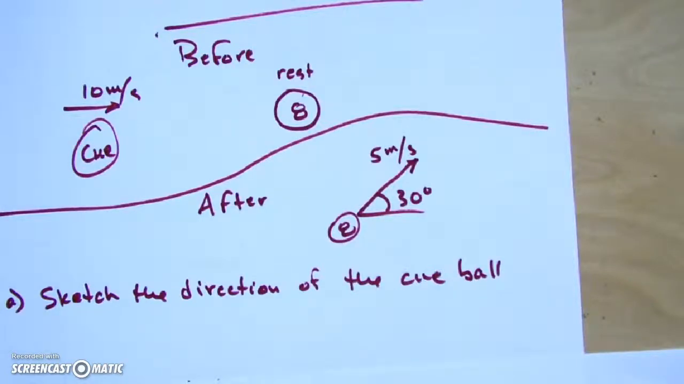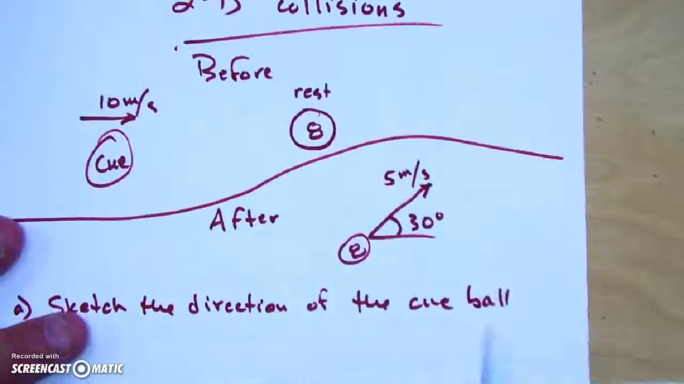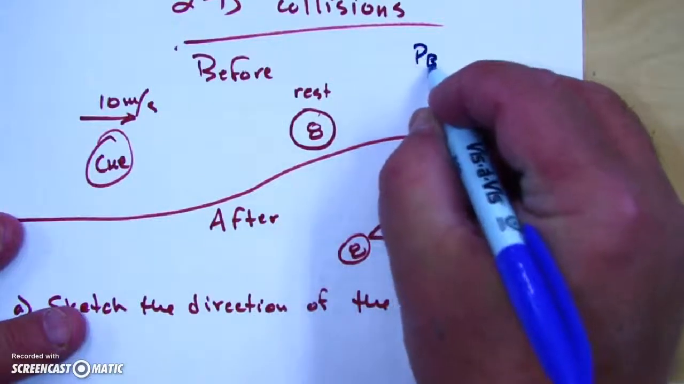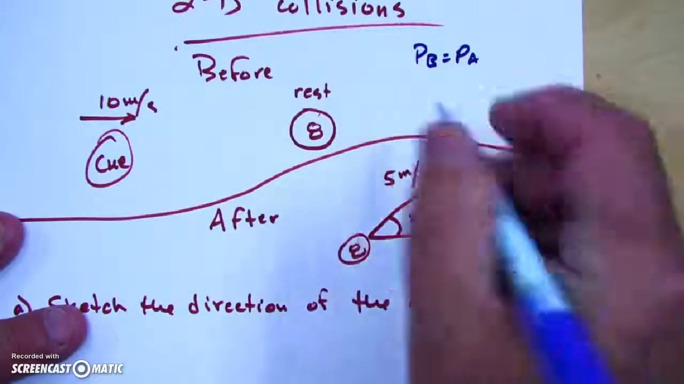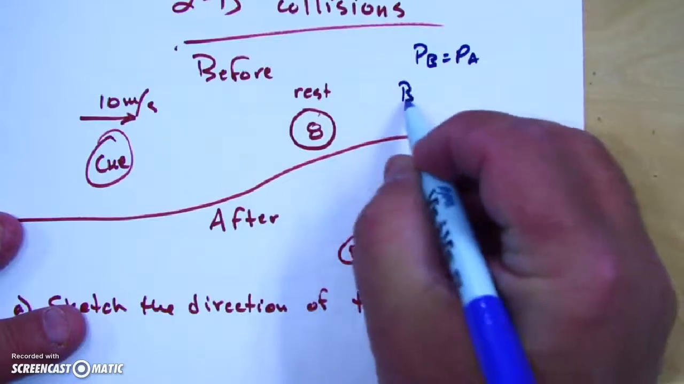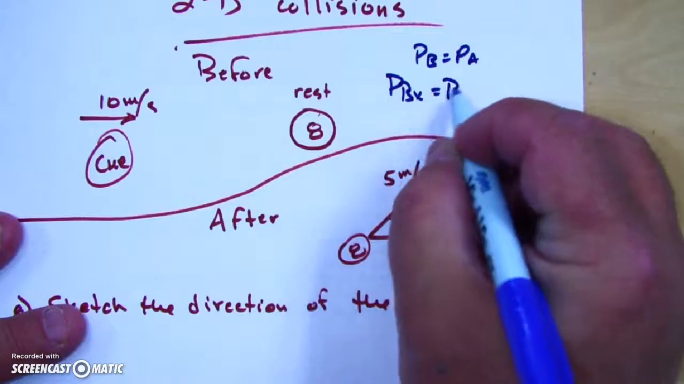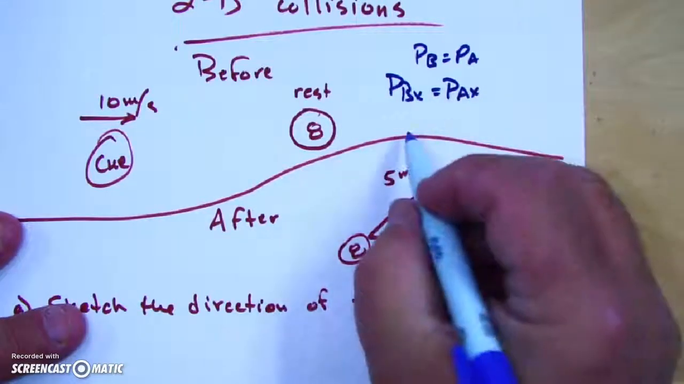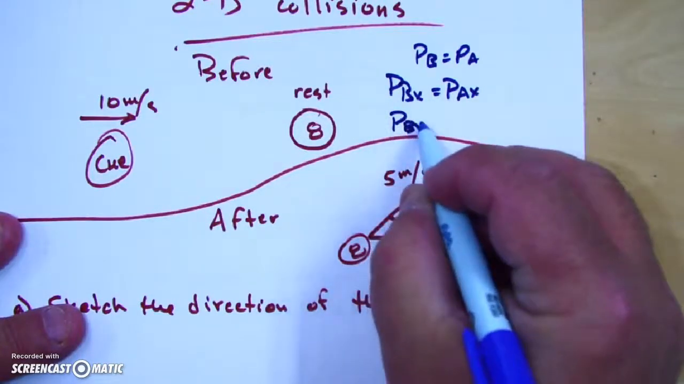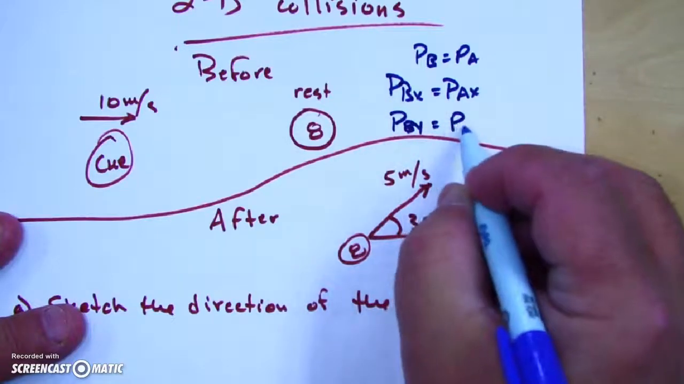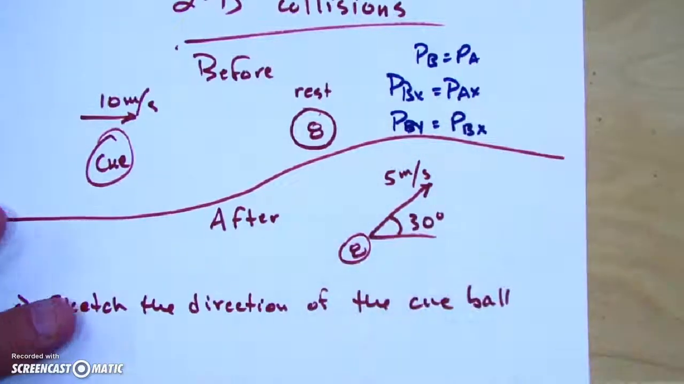Well, momentum has to be conserved. So we've always said P before is equal to P after, but now I can go one step further. P before in the x direction has to be equal to P after in the x direction. P before in the y direction also has to equal P after in the y direction. Now here's the key thing to understand with that: two equations. Two equations gives you the power to solve for two unknowns.